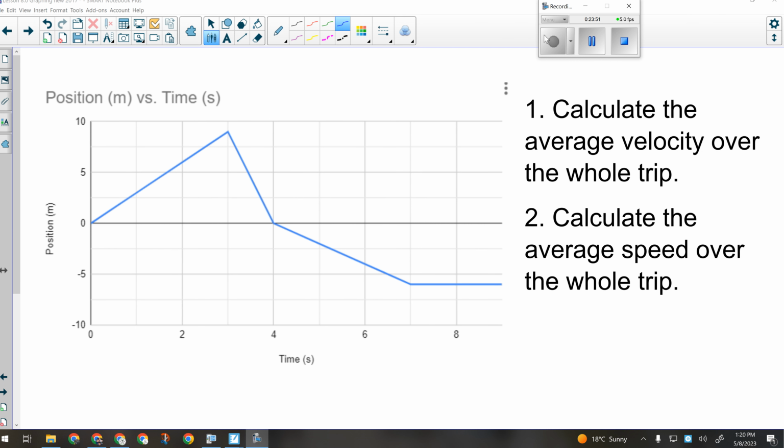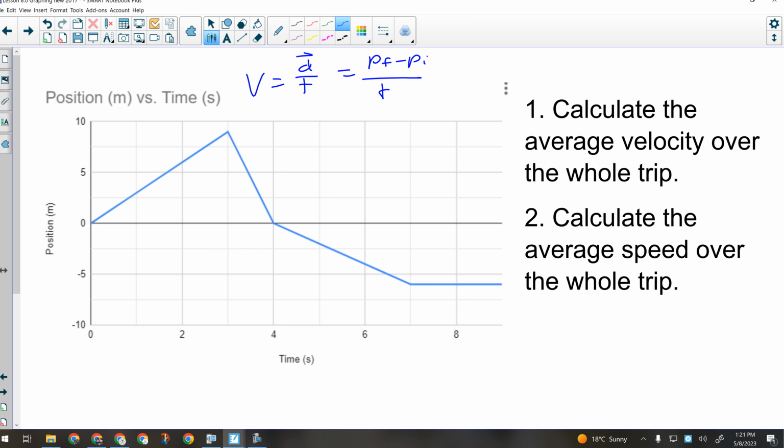Okay, so we got a position versus time graph, and they want us to calculate the average velocity over the whole trip. Average velocity is total displacement divided by total time. Is there a second way to write that formula? Final position minus initial position, right, divided by time.